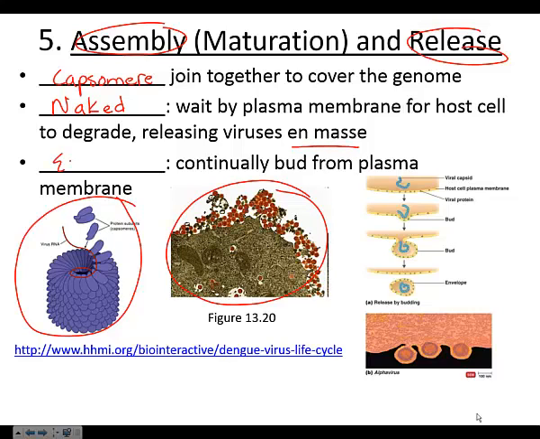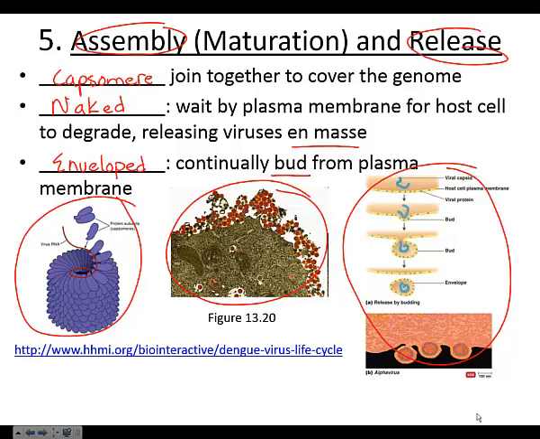Enveloped viruses are released gradually from the cell through a process known as budding, where the virus steals a piece of the plasma membrane to cover itself with as it exits the infected cell.